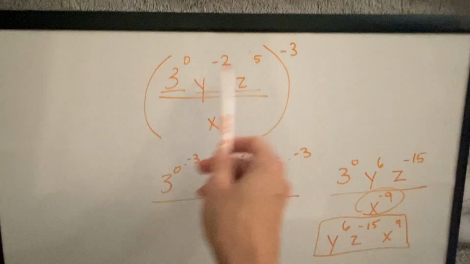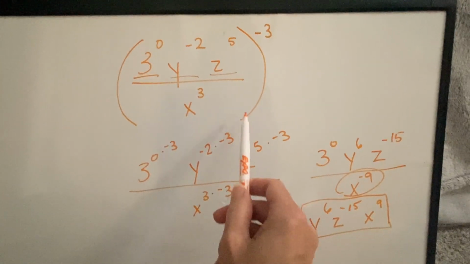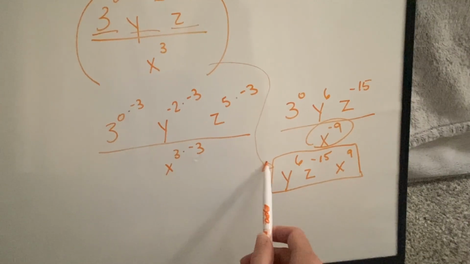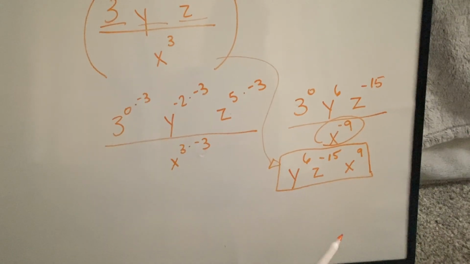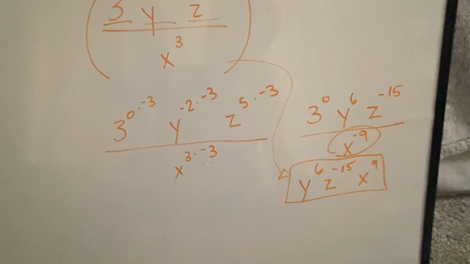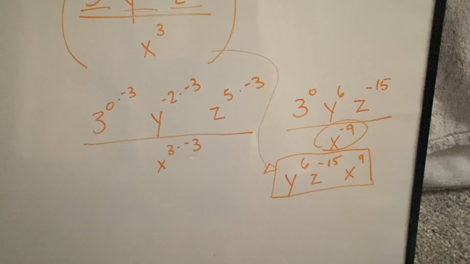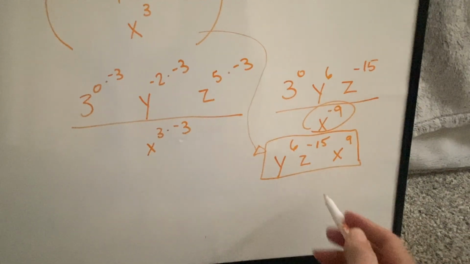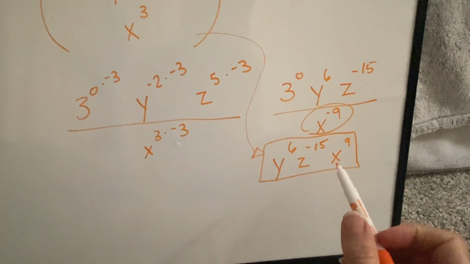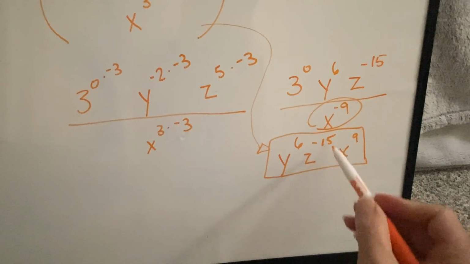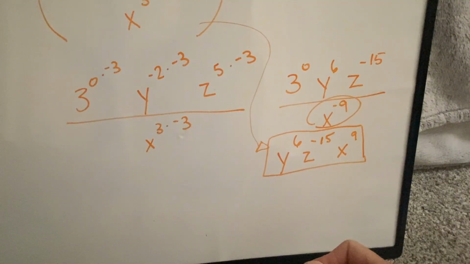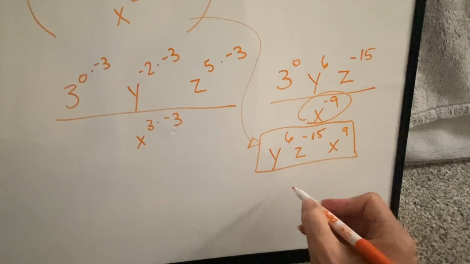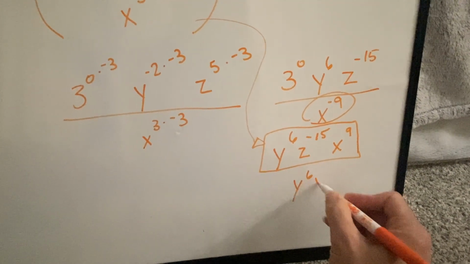So all of this, when you multiply it through, becomes that all simplified. Y to the 6th, z to the negative 15th, x to the 9th. And this is when the variables are all in the numerator. If they had said, okay, well, actually, I want all positive exponents, then you would have moved that guy, z to the negative 15th, down to the denominator, and you would have gotten something like this.